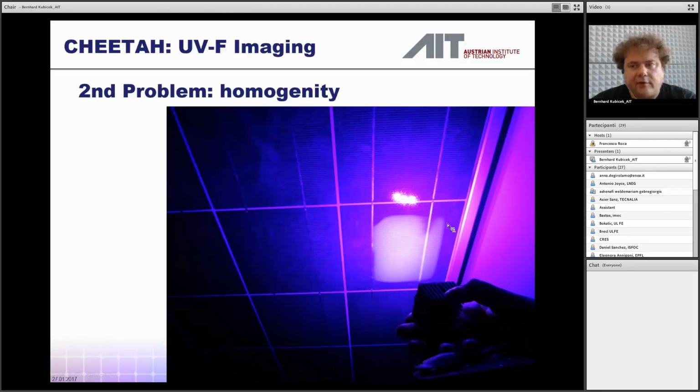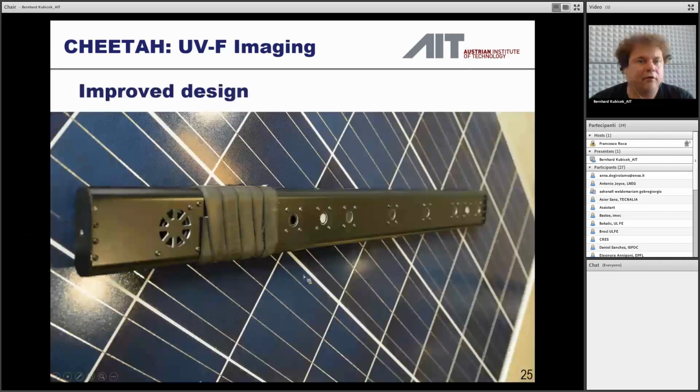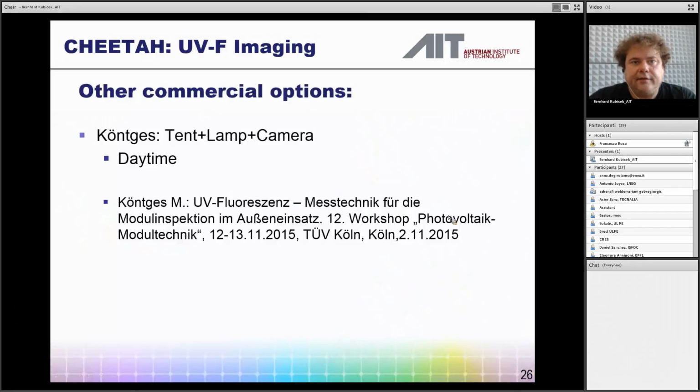If you have just one LED, you can also illuminate only a short section of the PV module. It took us quite a while, I would say 6 or 7 iterations, to develop a lamp that you can use. Of course, you can also build yourself a lamp, but you can also get it, where you have UV LEDs, a lot of them, distributed over large areas, so you have homogeneous illumination. This is not the only system that you can get. Also, Mark Köntges developed a setup where he has a tent that you can put over a module, which also works in the daytime. He presented this at a TÜV workshop in 2015.